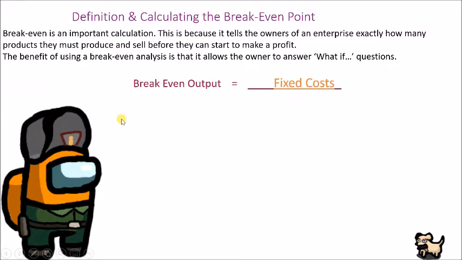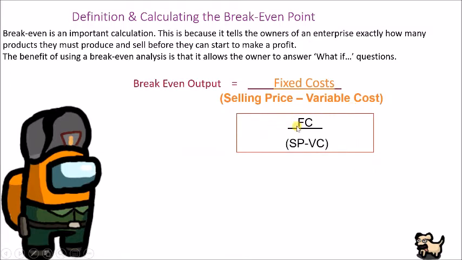So let's revisit the formula. Break-even output equals fixed costs divided by brackets selling price minus variable cost, close brackets. If you like that in an algebraic form, that's FC over brackets SP minus VC, close brackets.